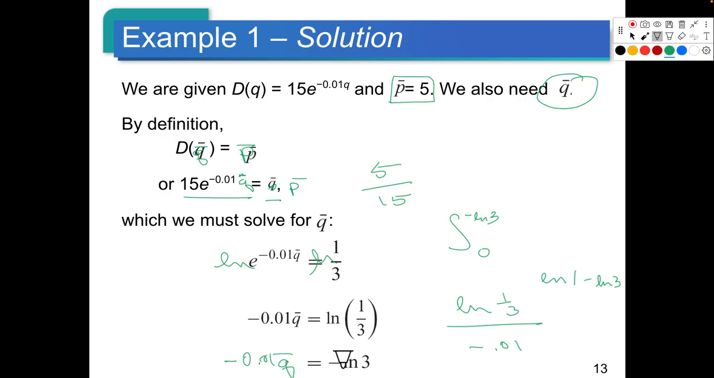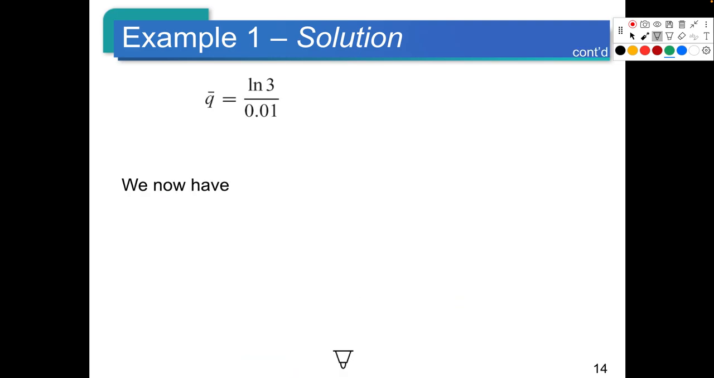It's the first time I've had problems with the PowerPoint losing stuff. So Q bar is equal to natural log of 3 over, so the negatives canceled out, which gives us that at that price we should sell about 109, 110 if you round up. Okay, so they'll give us the price, which is the answer to the function. We have to solve for Q, so that's the first issue.